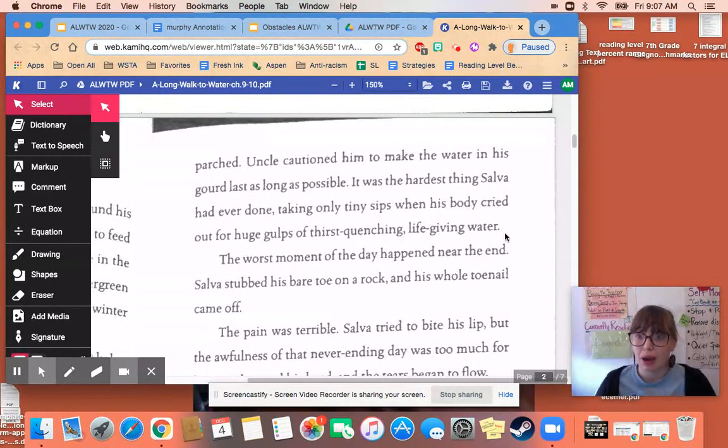Wow, I think I might pause and annotate. You can pause the video and annotate now. I think we've met a new obstacle for Salva. This seems like a very huge challenge. See if you can use some details from the text in your annotation.